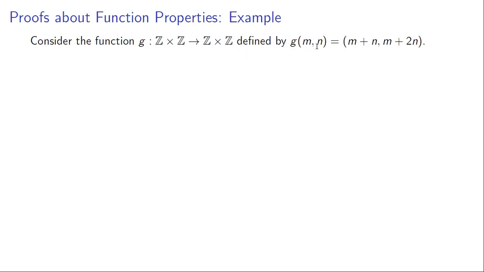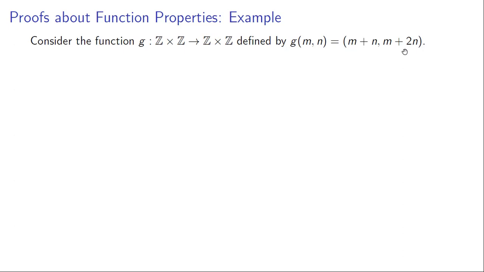G of m comma n. Remember, the input is an ordered pair. Now, really, we should write G of with two pairs of parentheses, right? We should have another pair of parentheses inside here, but we don't write that because it looks weird. But really, the input of this function is an ordered pair, but we just write it as G of m comma n is equal to another ordered pair given by m plus n comma m plus 2n.